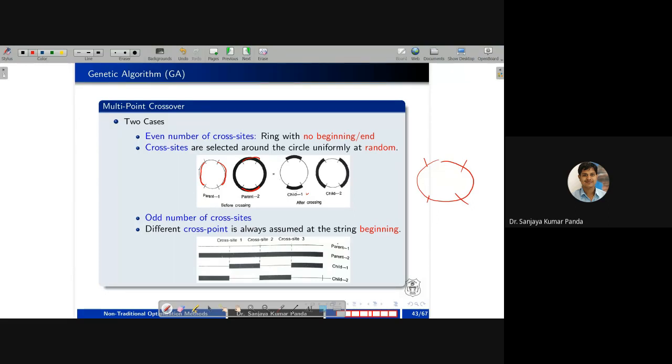Similarly, you can apply an odd number of cross sites if you know where to start. Here we assume the starting point is here. I have taken 3 different cross sites: cross site 1, cross site 2, cross site 3. These are the 2 different parents. I am taking the first part of parent 1, second part of parent 2, third part of parent 1, fourth part of parent 2. So choosing one after another like this is called crossover.